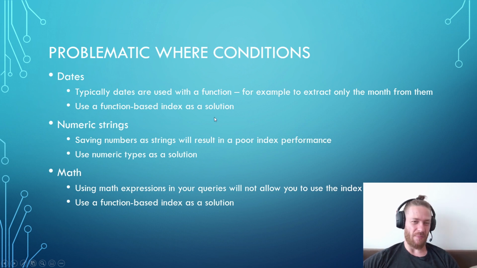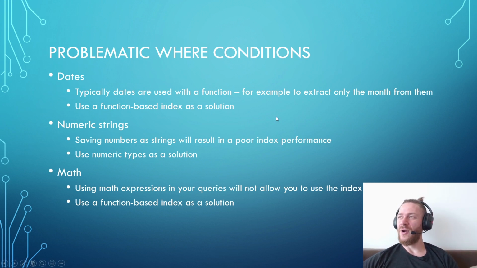Second thing is numeric strings. Numeric strings are a bad practice, but you may find them here and there. And if you save numbers as string, the performance of the index will be very poor. So always use numeric types in your columns and not strings. And last is math. Using math expressions in your queries will not allow you to use the index potential. It's essentially the same as functions.